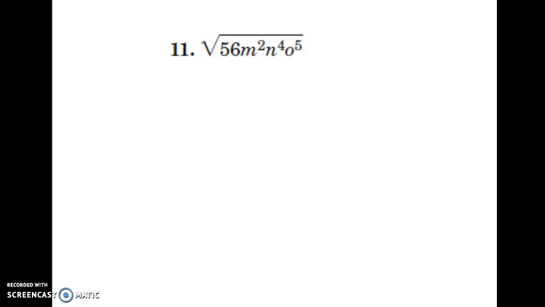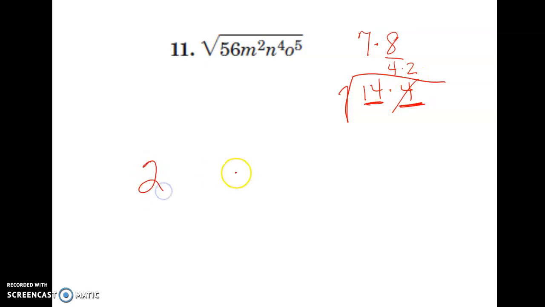So we have a 56. 56 is 7 times 8. All right, and so we're looking for the largest perfect square. And so we're going to find that it's going to be the 4. So this is actually 14 times 4. 4 is the largest perfect square. 14 does not have a perfect square in it. I cannot take the square root of 14. Okay, so if I take the square root, we're going to be able to take the 2 out. That 14 is going to be left behind.